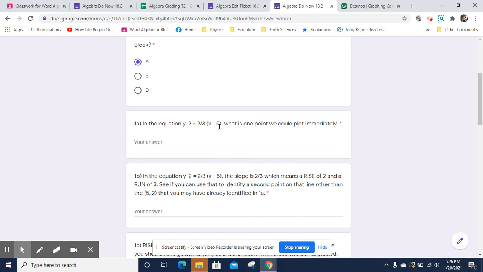Well, this is a point slope form equation. And since it's point slope form, it is structured as y minus the known y value from a point equals 2/3 times x minus the known x value from that same point. So the point is going to be (5, 2). So we can plot that point, (5, 2), pretty quickly.